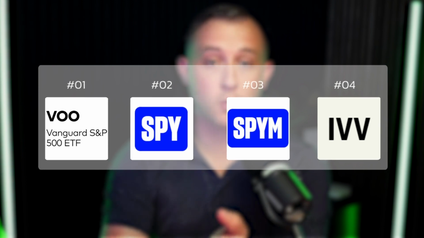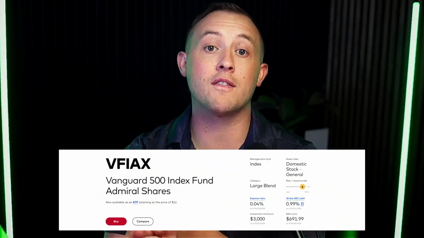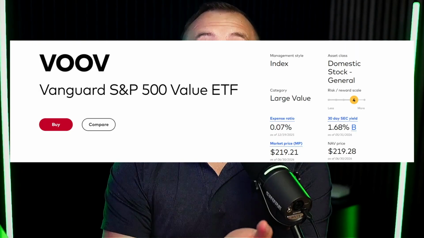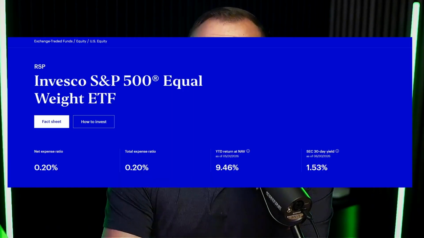There are cap-weighted ETFs like VOO, SPY or SPYM, or IVV. You've probably heard of these. There are mutual funds like Fidelity's FXAIX, Schwab's SWPPX, or Vanguard's VFIAX. And then you have value-weighted ETFs like SPYV, IVE, and VOOV. And then you have equal-weighted funds like Invesco's RSP.